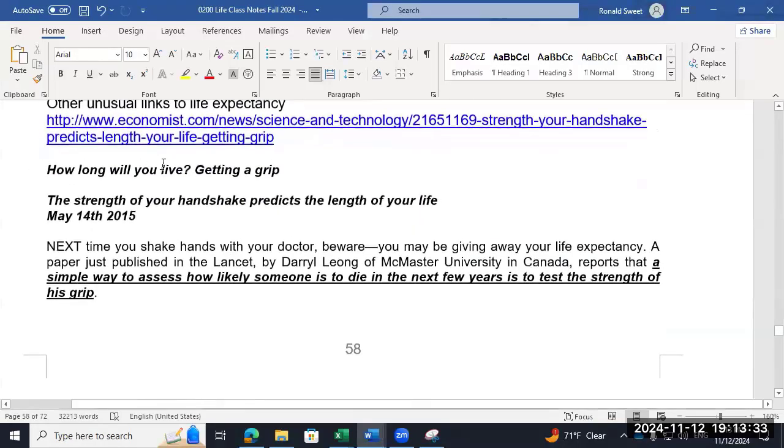All right. How long will you live? Okay, this is just a curiosity article. We'll start here next class. So we'll start on this one.